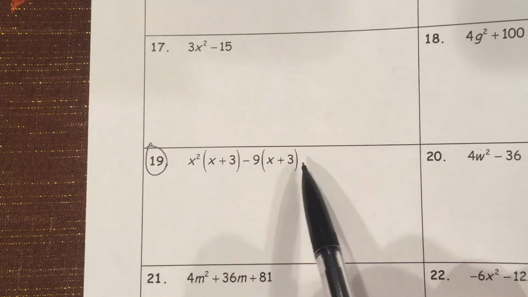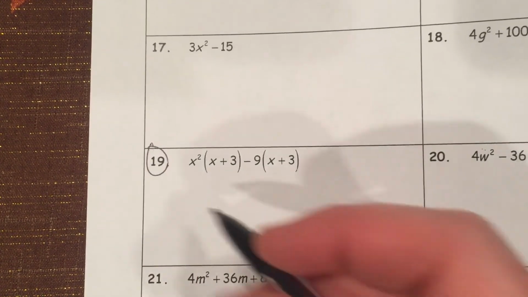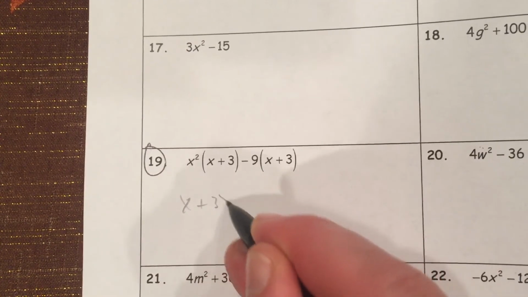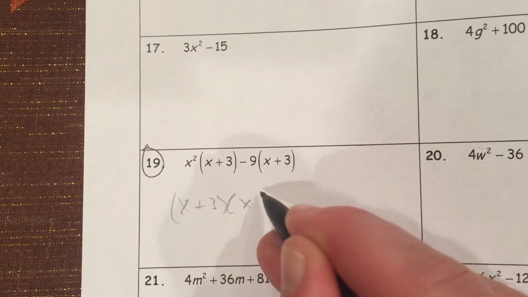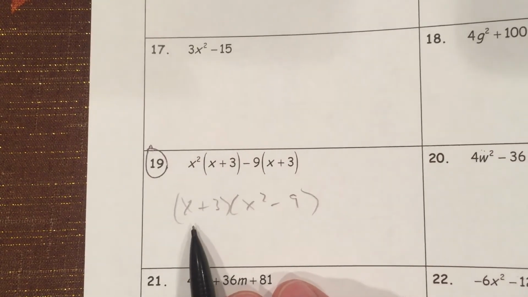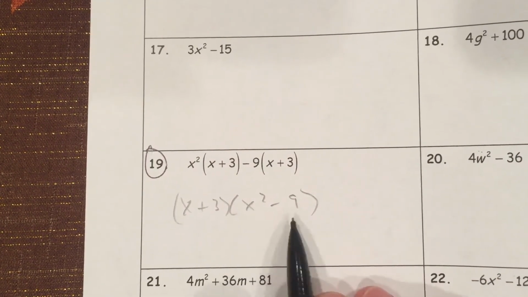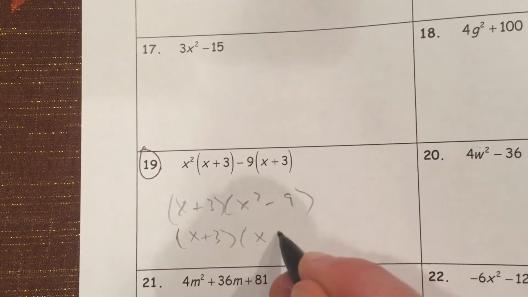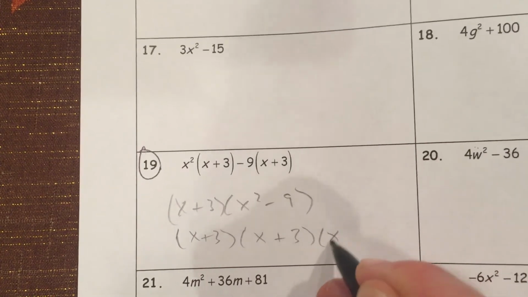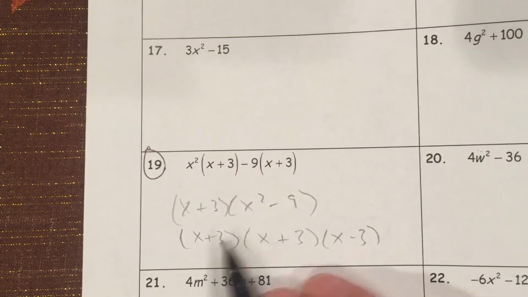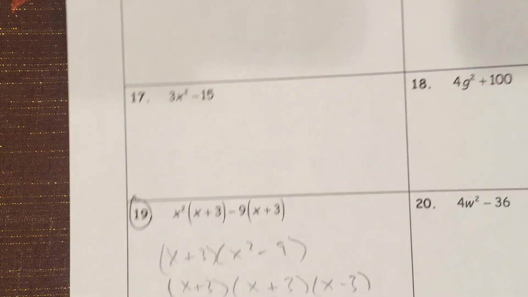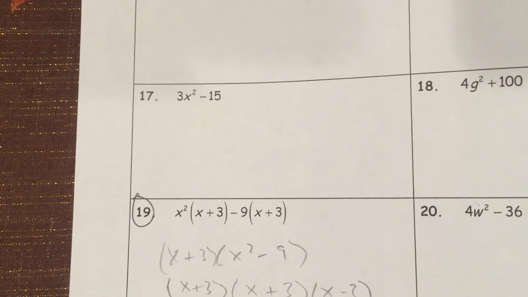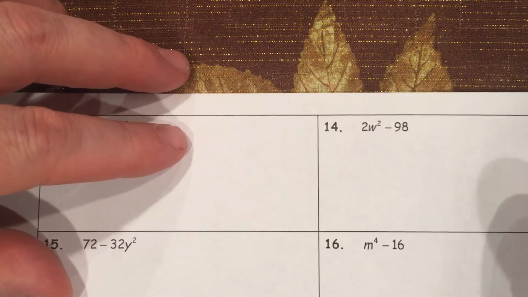So it's like this whole term is the GCF being distributed. And that happens in number 19. If you look at 19, same thing, I can factor out the x plus 3, leaving x squared minus 9. After factoring out the GCF, I have another difference of squares, so I can keep going on this one: x plus 3, and then x plus 3, x minus 3. Now it's factored completely. So always look for the GCF first, and then look for some structures.